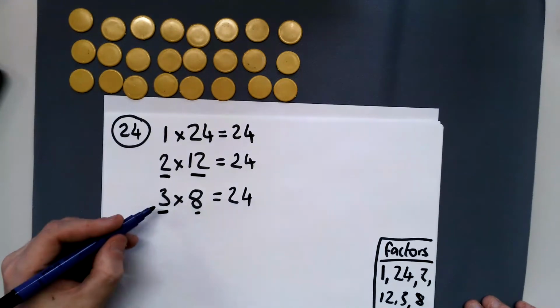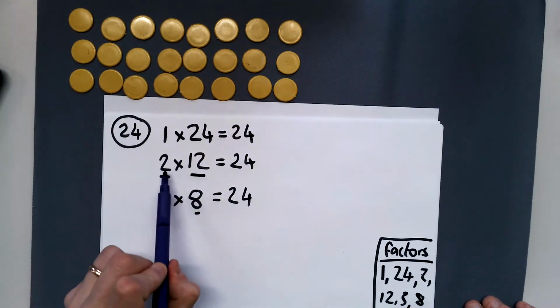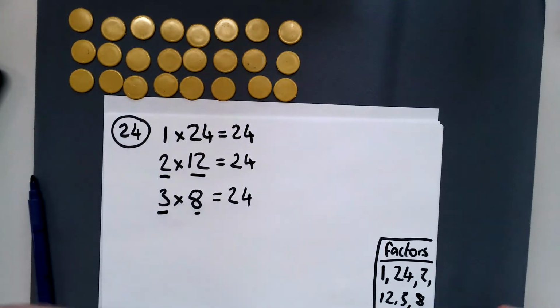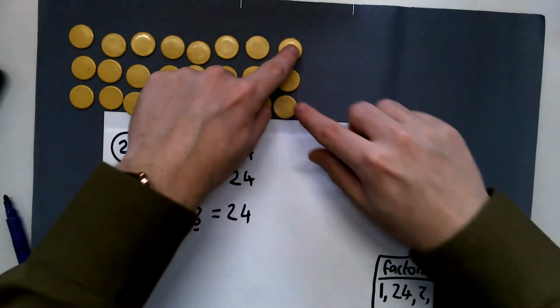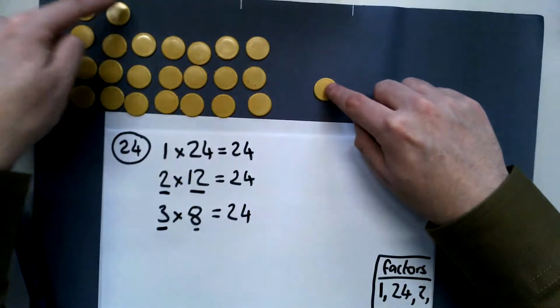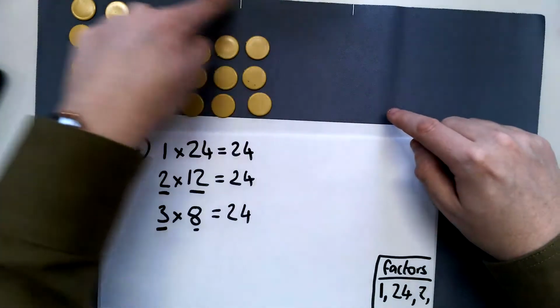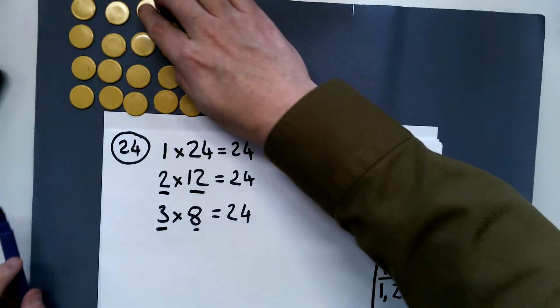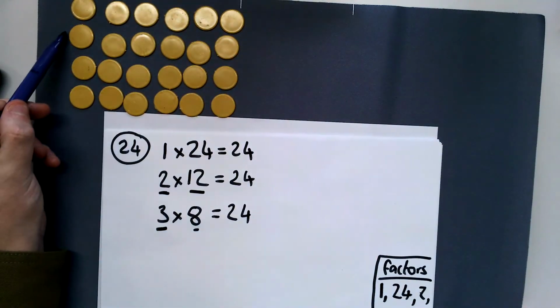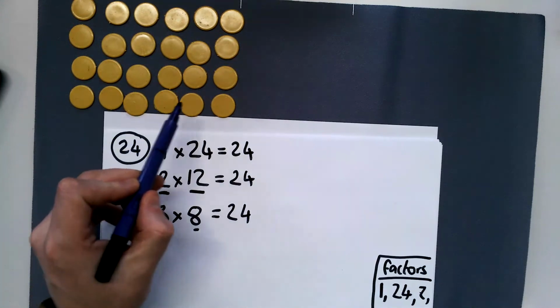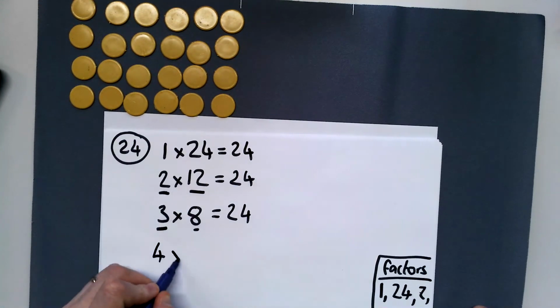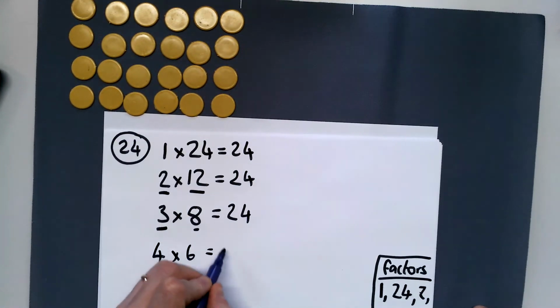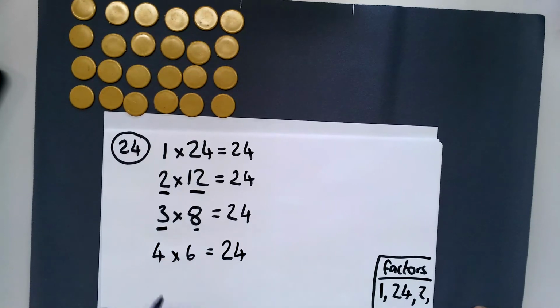Okay. Right, now let's try 4. I'm thinking that if 2's go into it, then 4's might do as well. Let's move that down. Right, let's try again. So now they're in groups of 4. I'm going to see if it's an equal grouping. There we go. My assumptions were correct. So I've got 4 times 1, 2, 3, 4, 5, 6. 4 times 6 equals 24. So 4 and 6 are factors.